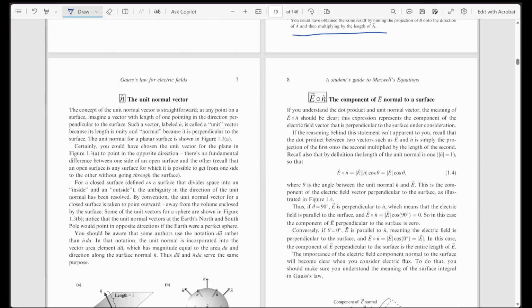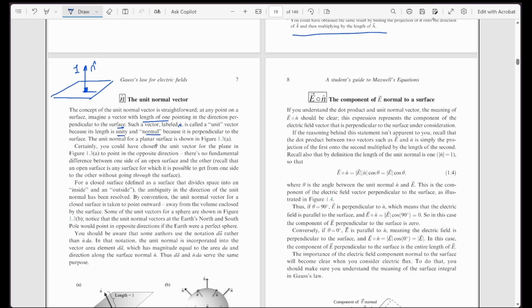So here it comes, the unit normal vector. The concept of the unit normal vector is straightforward. At any point on a surface, imagine a vector with length of 1 pointing in the direction perpendicular to the surface. So if we have a specific surface like this one, imagine the normal vector to be like that. It's just a vector perpendicular to the surface with a magnitude of 1, pointing in the direction perpendicular to the surface. Such a vector, labeled n hat, is called a unit vector because its length is unity, and normal because it's perpendicular to the surface.